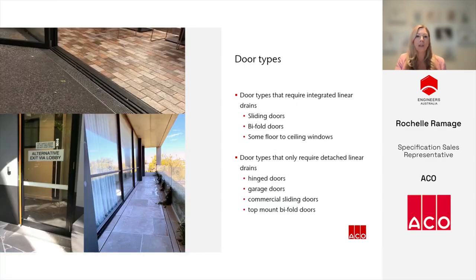Door type is one of the biggest determinants of which drainage system is appropriate. Sliding doors, bifold doors, and some floor-to-ceiling windows with recessed mullions require an integrated linear drain that interfaces with the door track. This is because we need to capture water through the weep holes and the track itself. On the other hand, hinge doors, garage doors, commercial sliders, and top-mount bifolds only require a detached linear drain. These door types don't need a subsill interface. The drain's job is simply to prevent runoff.